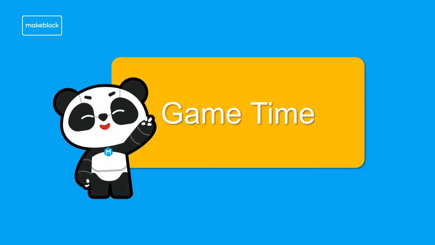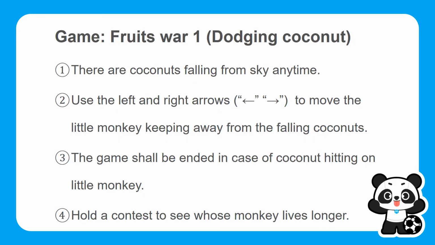Game time. The danger on this fruit island is that there are coconuts falling from the sky at any time, and hence the monkey needs to dodge these coconuts or else he will be hit on the head. Let's get down to the rules.